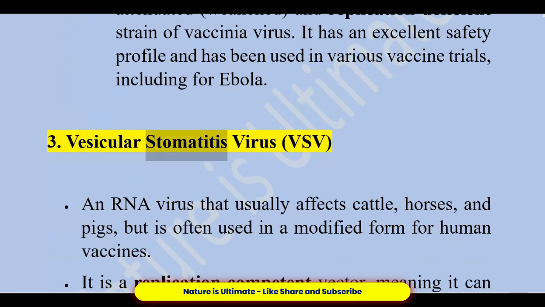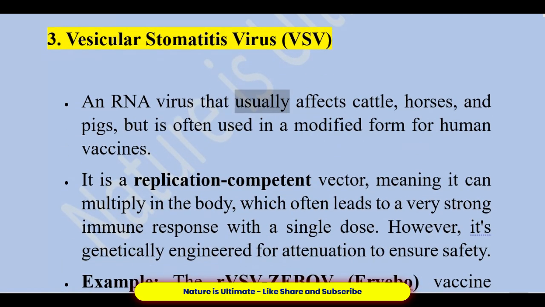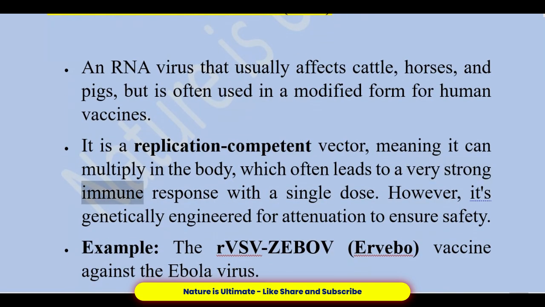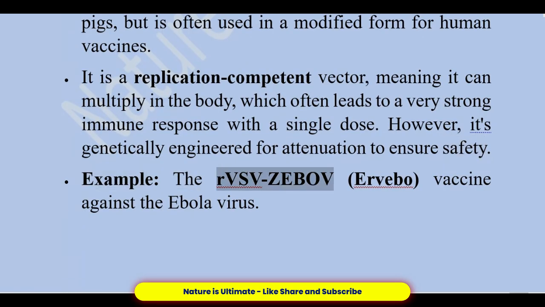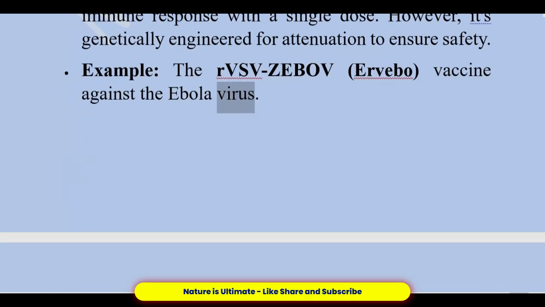3. Vesicular stomatitis virus, VSV. An RNA virus that usually affects cattle, horses, and pigs, but is often used in a modified form for human vaccines. It is a replication-competent vector, meaning it can multiply in the body, which often leads to a very strong immune response with a single dose. However, it's genetically engineered for attenuation to ensure safety. Example: the rVSV-ZEBOV, Ervebo, vaccine against the Ebola virus.